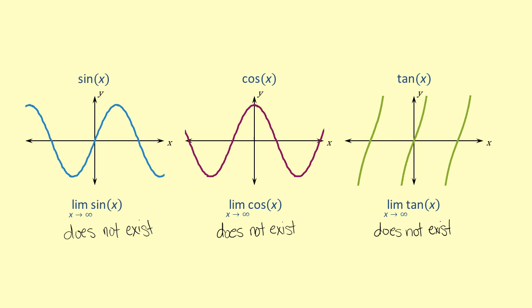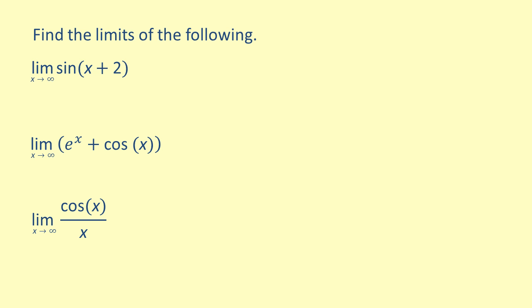Let's try and evaluate some infinite limits. First, we want to find the limit of sine x plus 3 as x approaches infinity. Recall that adding 3 to the input only translates the graph 3 units to the left, so the function is still oscillating, which means it does not converge on any value. Therefore, the limit does not exist.